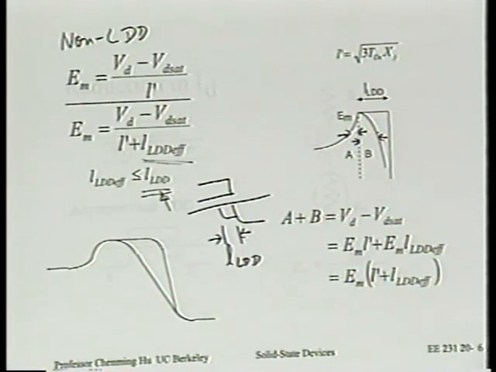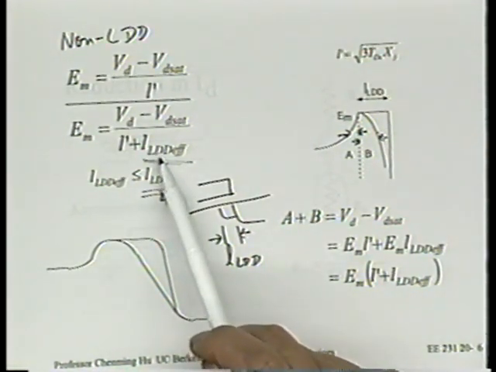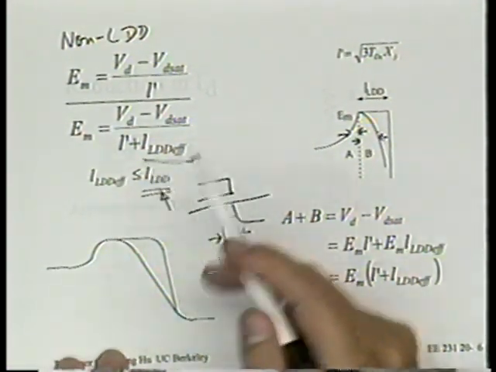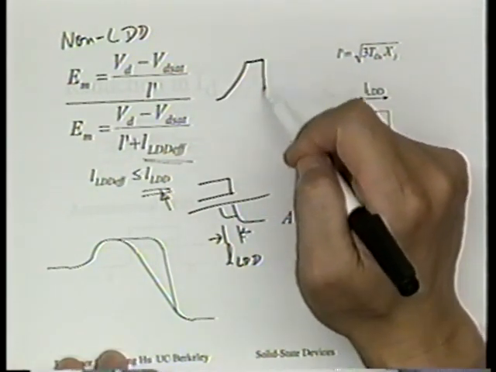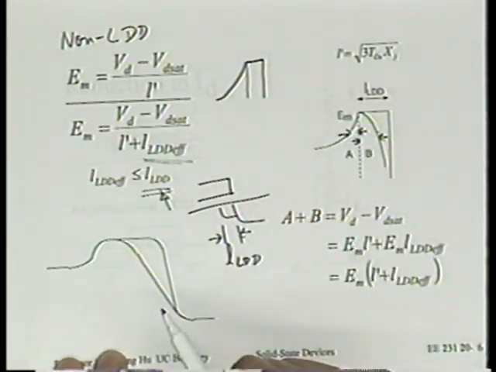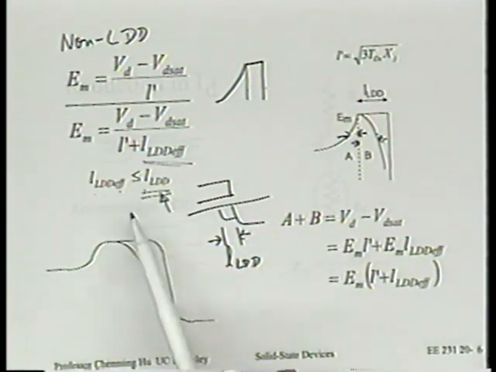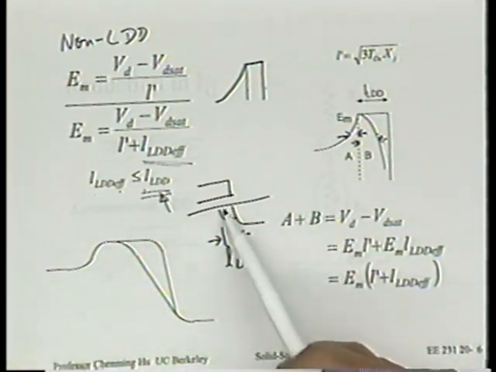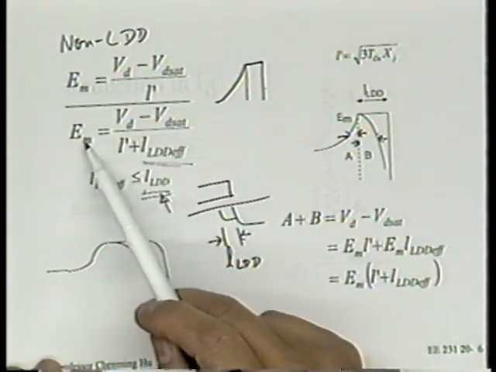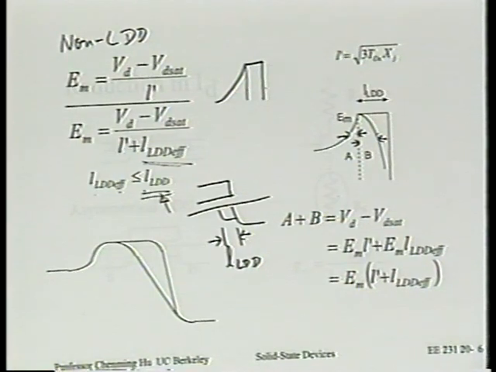Yes? LDD length would be the proper quantity to use here if we had the ideal electric field profile that I mentioned earlier. That would be the LDD, right? But in reality, this LDD effective is always less than LDD. Not the full length is used to meet this EM, right? You see what I'm saying?